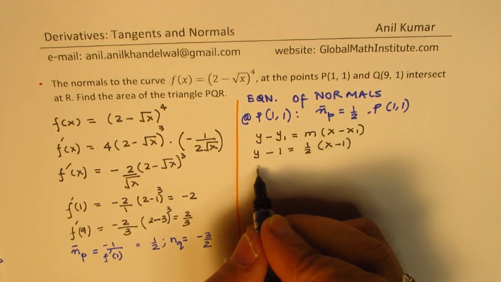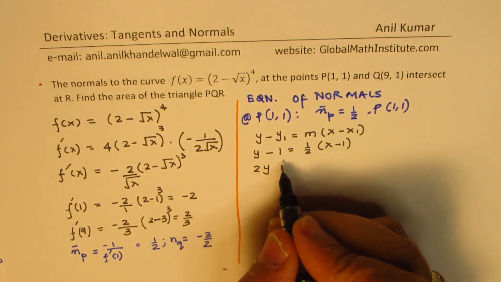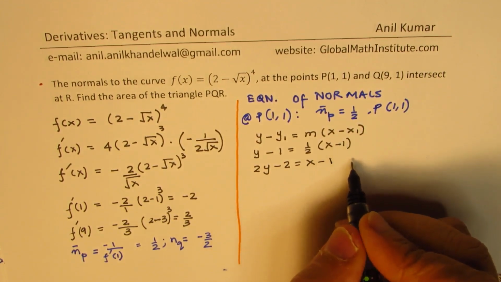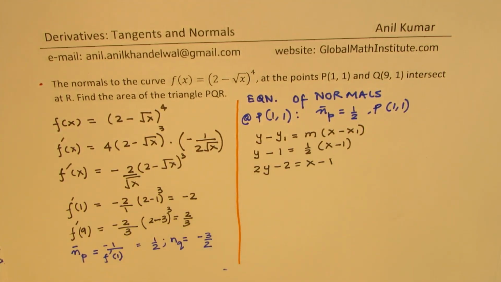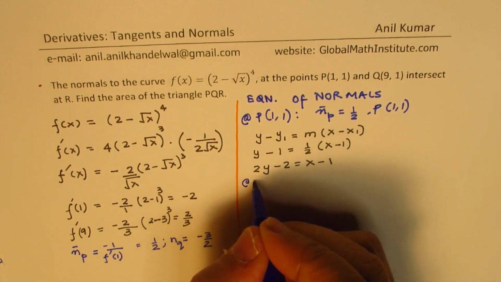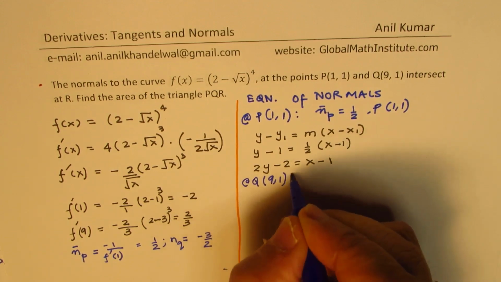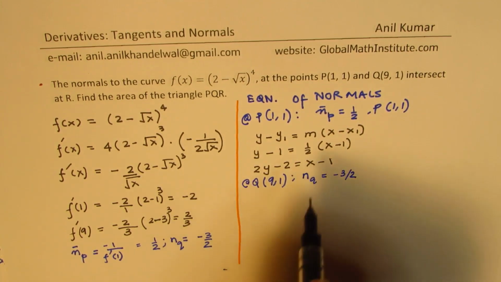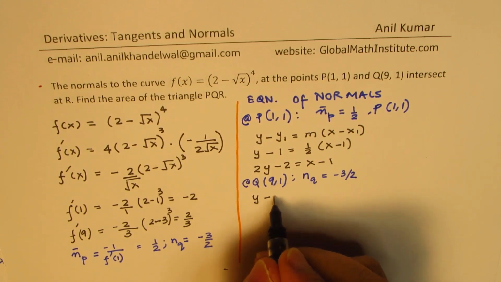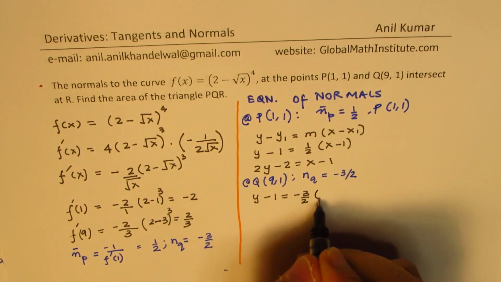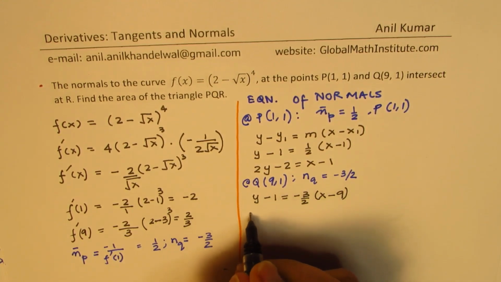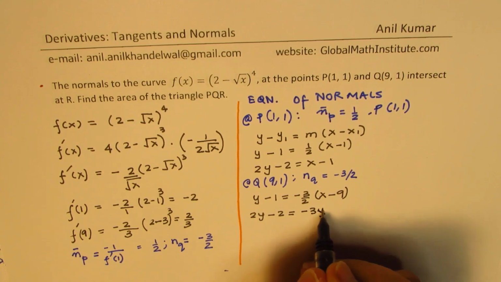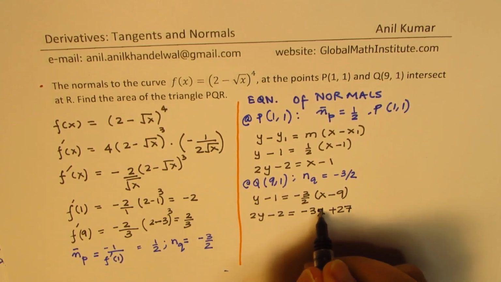So we'll cross multiply. So we get 2y minus 2 equals x minus 1. So we get one equation of the normal, right? Now let's also find the equation of the normal at Q. Point Q is given to us as 9, 1, and we just found that the normal slope at Q is minus 3 by 2. So that gives us y minus 1 equals minus 3 by 2 times x minus 9. Let's cross multiply. So we get 2y minus 2 equals minus 3x plus 27. Correct?